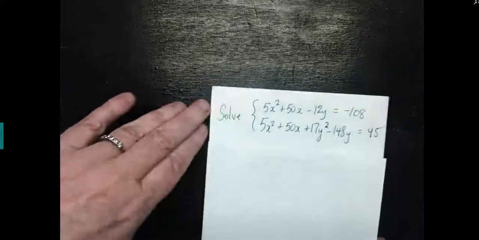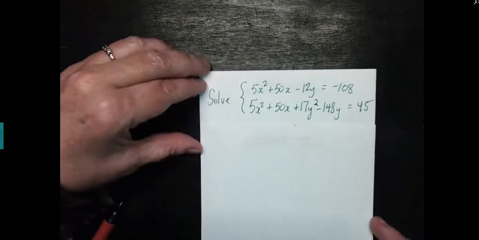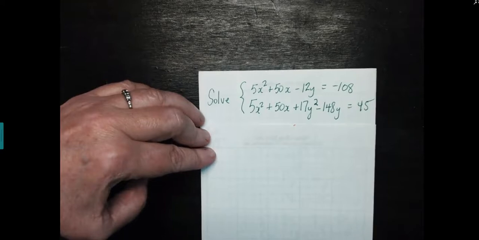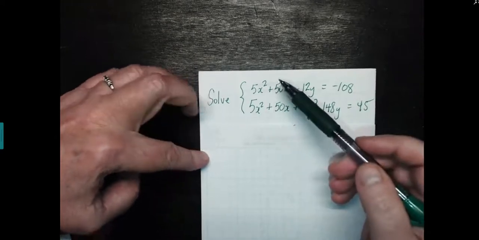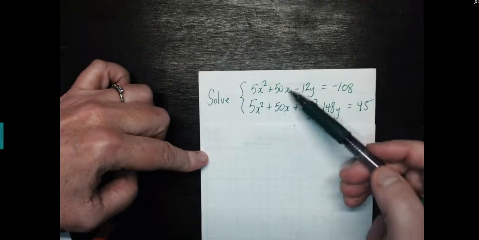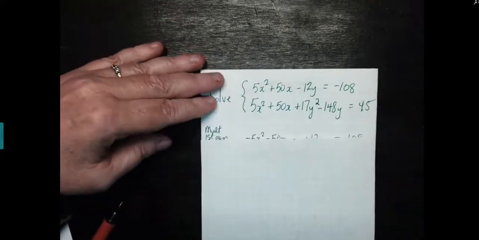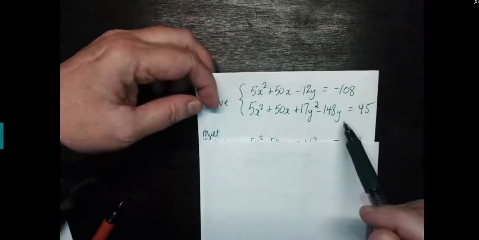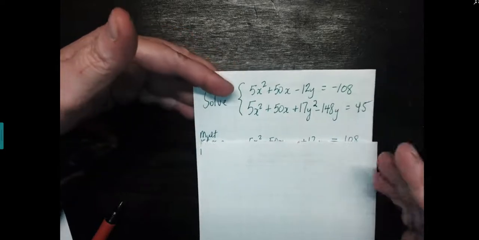All right, so let's look at the next one. All right, what am I going to do with this one? Okay, well, just looking at this, these two terms, the x terms, will cancel out. So again, I could subtract the two equations. I could multiply one of them by -1.